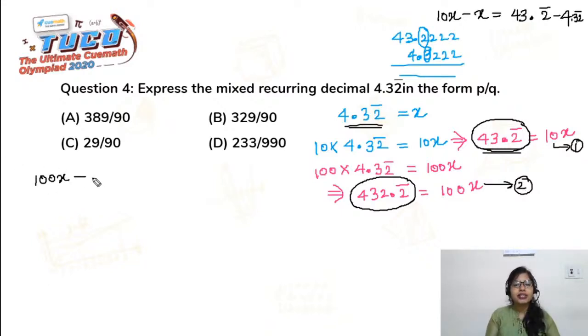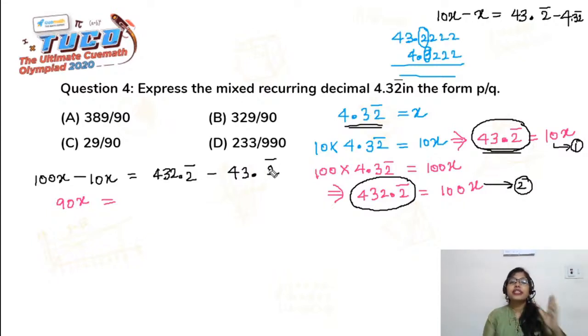So 100x minus 10x is equal to 432.2 bar minus 43.2 bar. So everyone who used x and 10x, I told you the disadvantage: you are not getting rid of the decimal part which we actually want to get. So the question becomes easier. From here I get 90x, which is equal to, see when you subtract this, the 2 bar, 2, 2, 2, 2, everything gets cancelled. So we just have to subtract 432 minus 43 which gives us 389. Therefore x turns out to be 389 upon 90.